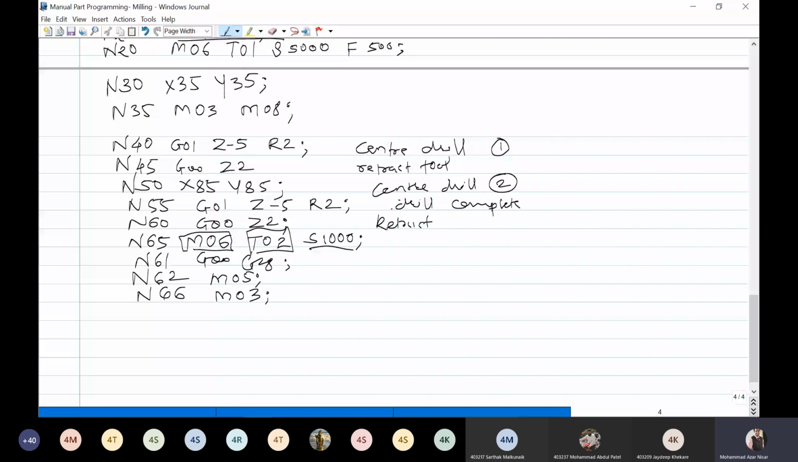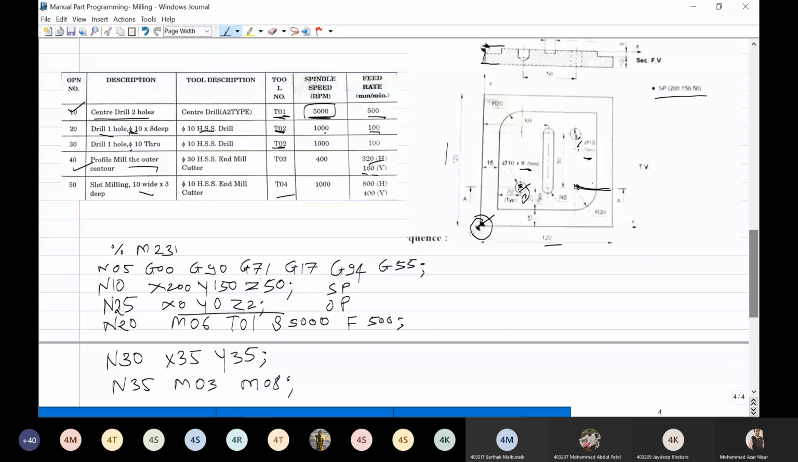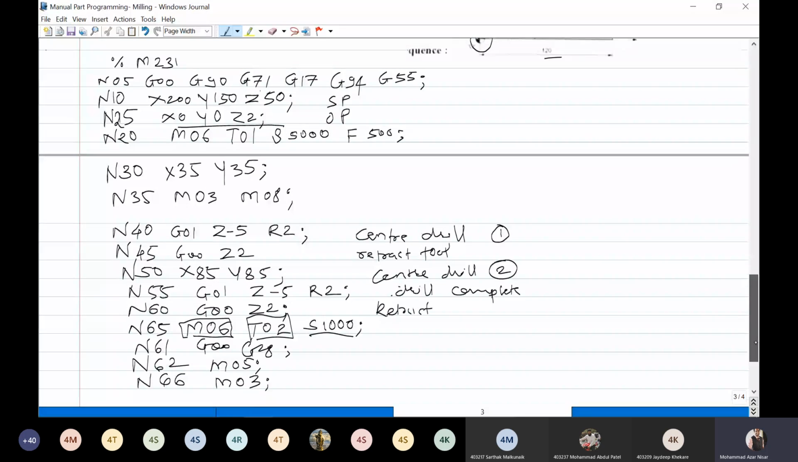So today we will complete only up to this second and third operation, and then we'll continue in the next lecture with the fourth and fifth operations, that is profile milling. We will refresh these three operations first in the next lecture, and then approach the profile milling and slot mill. So I will complete this first, the depth hole and the through hole.